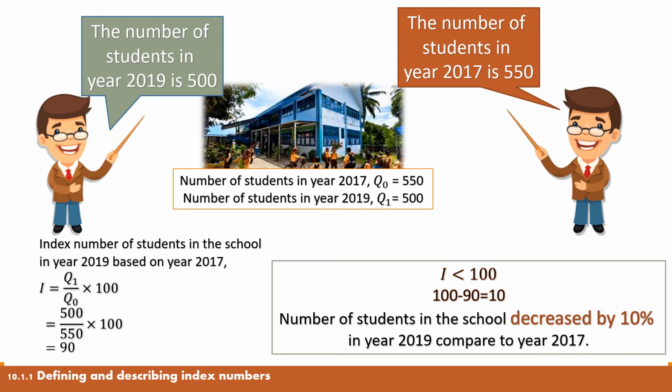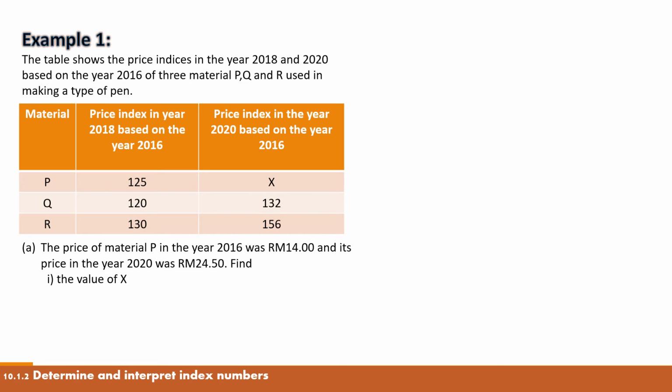So next, let's have a look at the first example. The table shows the price indices in the year 2018 and year 2020 based on the year 2016 of three materials P, Q, and R used in making a type of pen. We can see that in the table, there are three columns.